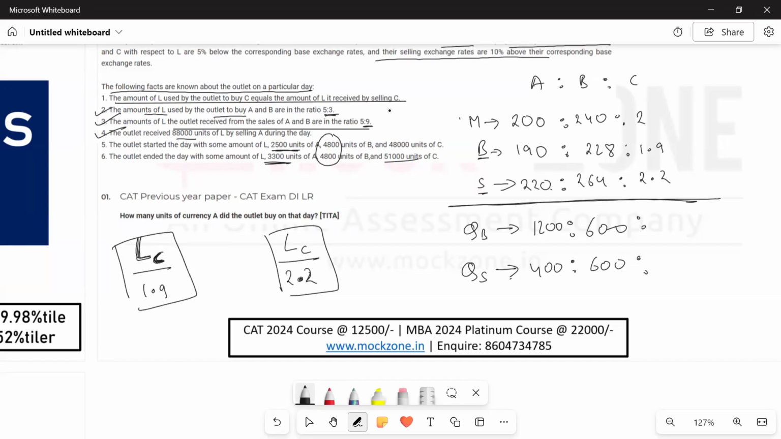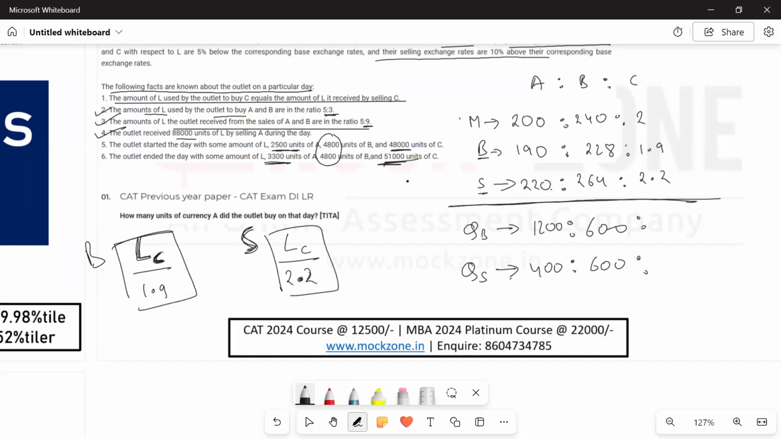Is that clear? Now, if this is the amount of units of C we have bought, and this is the amount we have sold, and we know that at the beginning of the day we had 48,000 units of C, and by the end of the day we have 51,000 units of C. That means we have bought more than what we have sold.